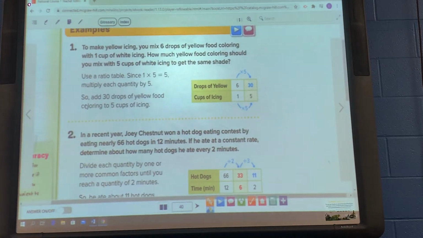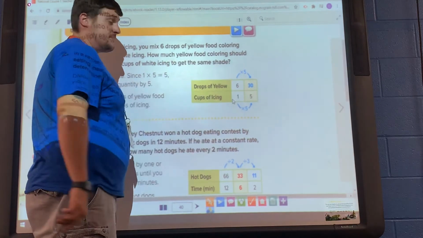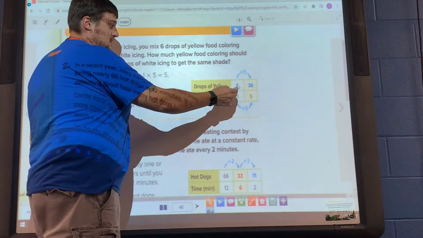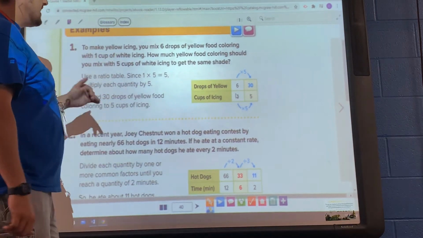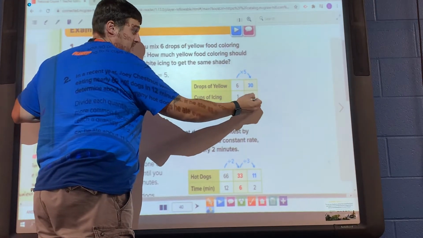So, to make yellow icing, you mix 6 drops of yellow food coloring with 1 cup of white icing. How much yellow food coloring should you mix with 5 cups of white icing? So basically what you're doing is you're setting the table up. So we have drops of yellow, we have cups of icing. So 6 drops of yellow for every 1 cup of icing. Well, if we're trying to do 5 cups of icing, we're going to multiply that by 5.